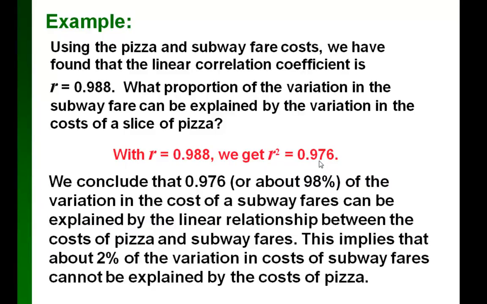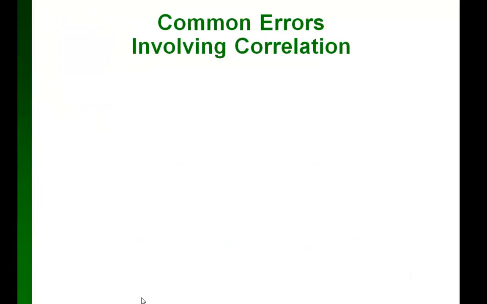And that means that 97.6% or about 98% of the variation in the cost of subway fares can be explained by the linear relationship between the two variables. In other words, about 2% of the variation in the cost of the subway fares cannot be explained by the linear relationship. Here's some common errors involving correlation.